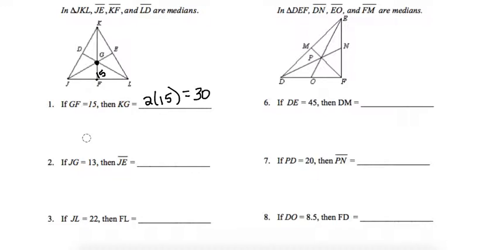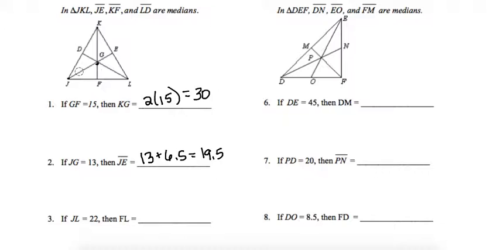All of these are separate questions, so I'm just going to take my 15 away so I can relabel it. So for this one, JG is 13. Find JE. JE is the entire median. So I know that 13 is 2/3 of the entire median. I can also say that this is twice as long as GE. So from there I can find that GE is 6.5. If I know that GE is 6.5 and JG is 13, to find JE, I just add those together and I get 19.5.